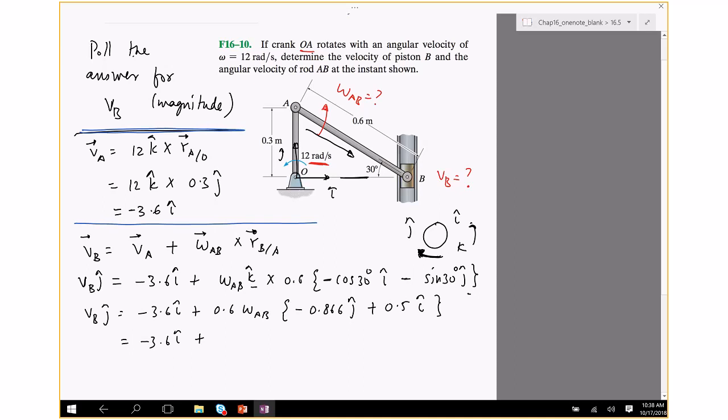Why is cosine theta positive? Cosine, you mean this thing? Yeah, because it was going from A to B. Oh yeah, so you're right. If it's this way, then the component outside should be positive. Good catch.